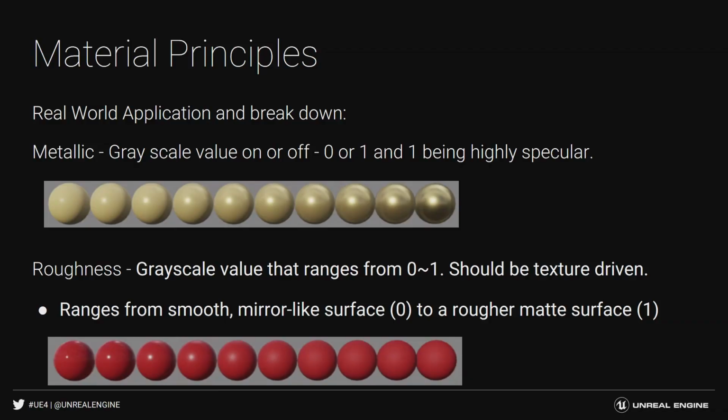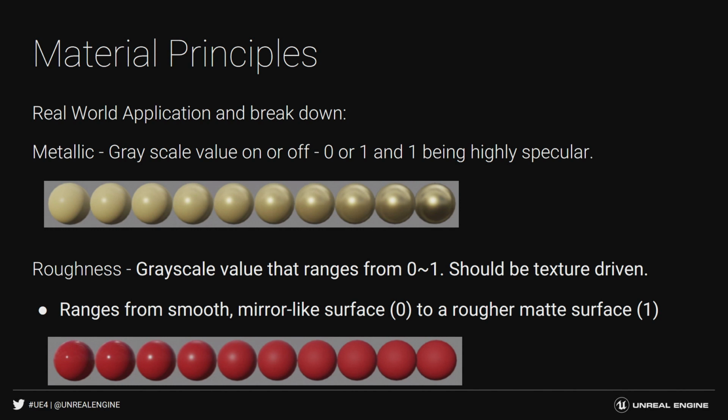So material principles, let's talk about that. Real world applications and breakdown. So if you look at metallic, in general, the grayscale value, on or off, you got a 0 or 1, and 1 being highly specular. So you can actually crank that up, get like super shiny metal, and so forth.